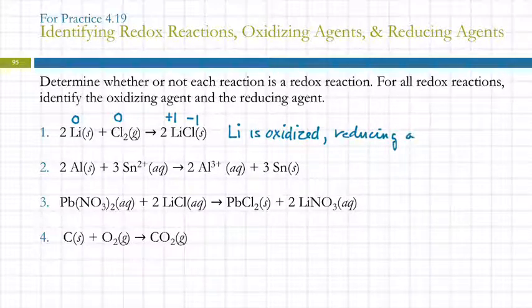So the agents are opposite. Lithium is the reducing agent, then chlorine must be the oxidizing agent. Chlorine is being reduced. Chlorine is causing lithium to be oxidized. So Cl2 is the oxidizing agent. I call it OA. Questions?